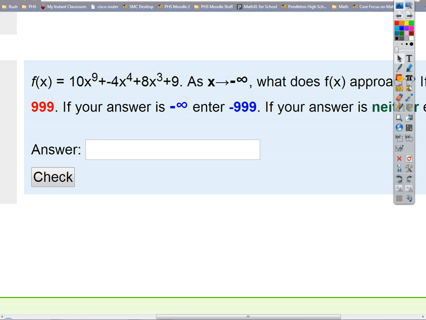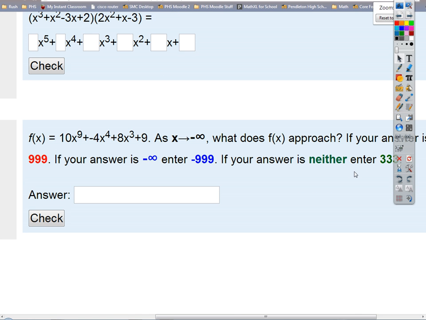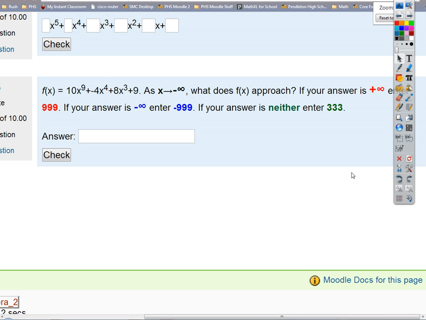Okay, so now these should be gimmies. This should be an absolute freebie for you. What does this mean here? So they're wanting us to decide, let me make this a little smaller so we can see. We're going to take this polynomial, f of x equals 10x to the 9th plus blah, blah, blah.